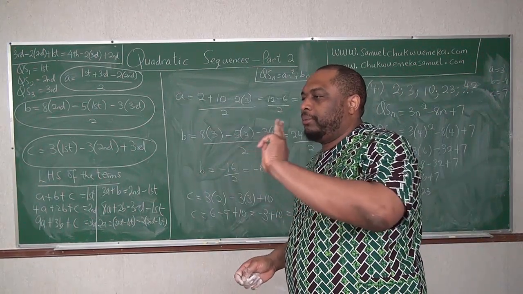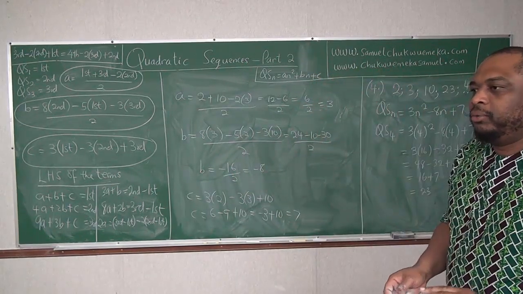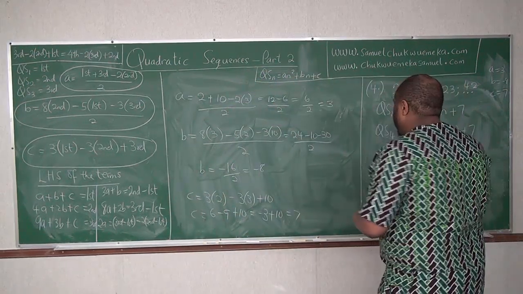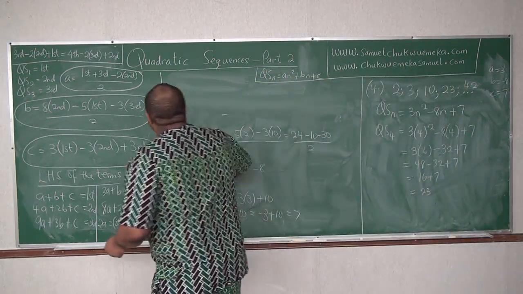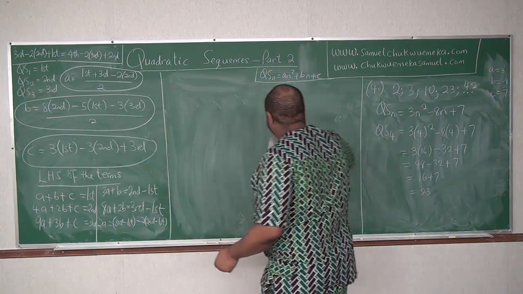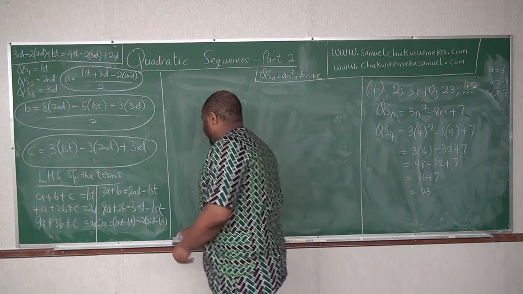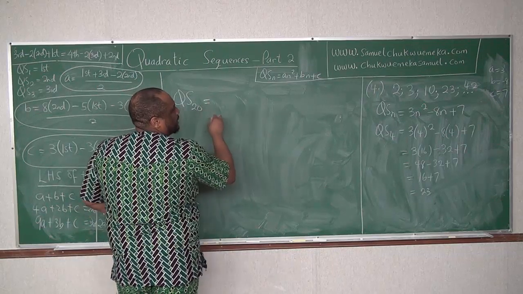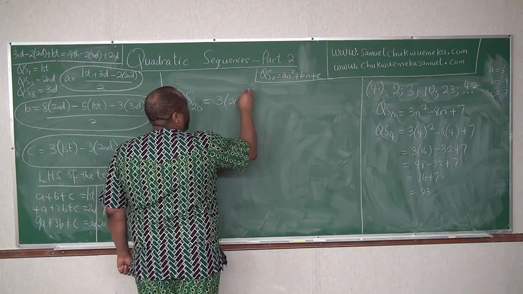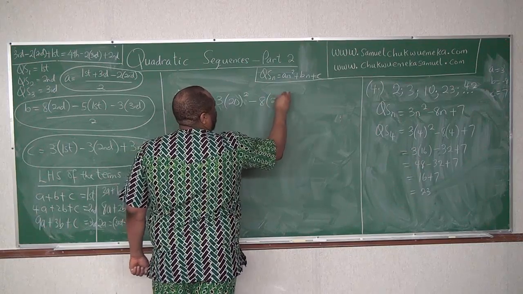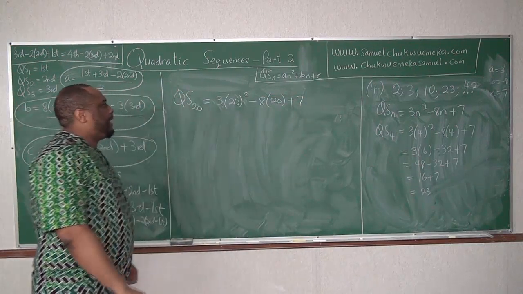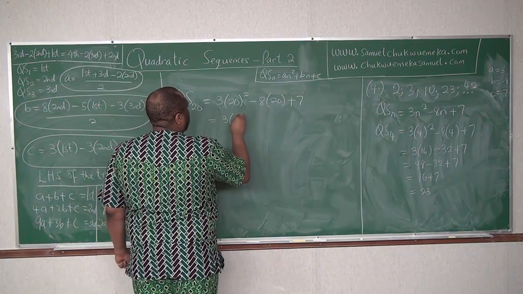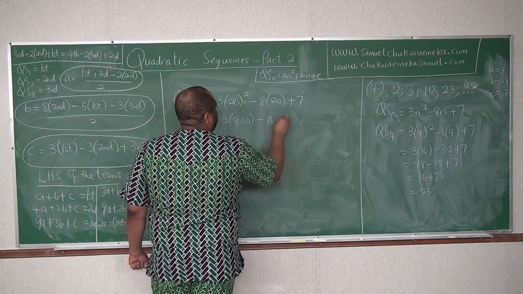So the last part of the question says calculate the 20th term of the sequence. We can do that. That will give us QS20. QS20 is 3 times 20 squared minus 8 times 20 plus 7. So this will give us 3 times 400 minus 160 plus 7.